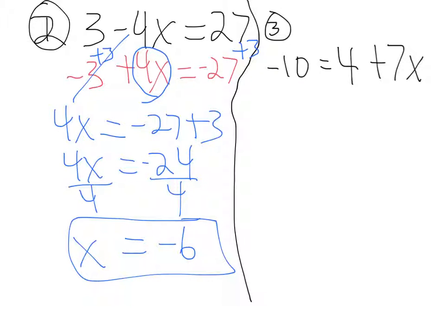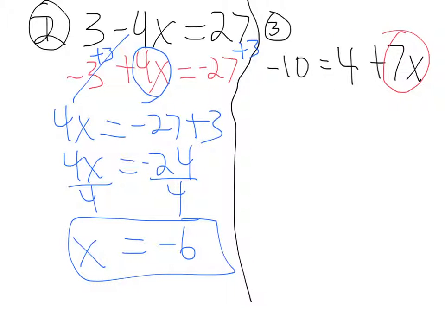Okay, folks, so let's try another one. Here's an equation. Negative 10 equals 4 plus 7x. So I notice right away that it's a positive in front of the 7. So I circle 7x. And after I've circled the 7x, I know that I have to isolate that.